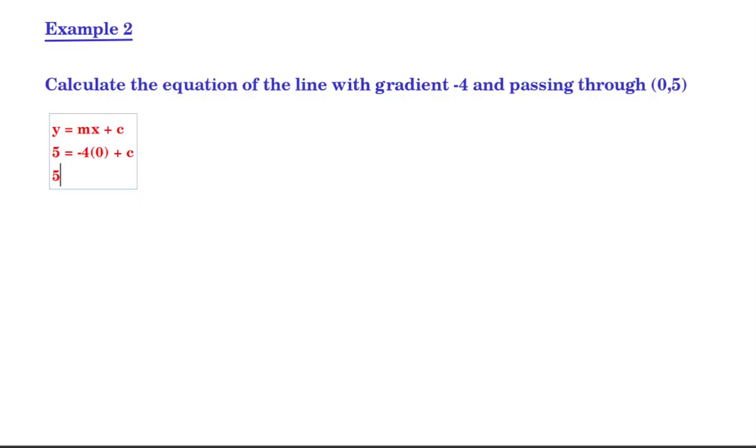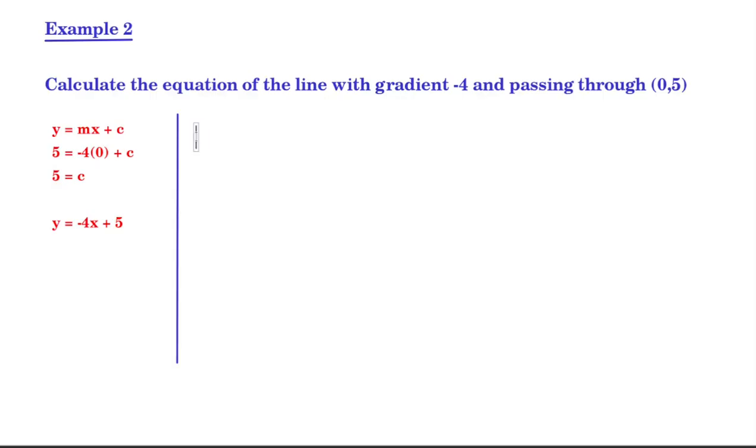So you have your 5 being equal to negative 4 times 0, it's 0. 0 plus c gives you c. So the value of c in this case is equal to 5. Substituting back into the equation, y equals mx plus c. Your m is negative 4, x plus the value of c that we've just calculated, which is 5. So that's your equation.